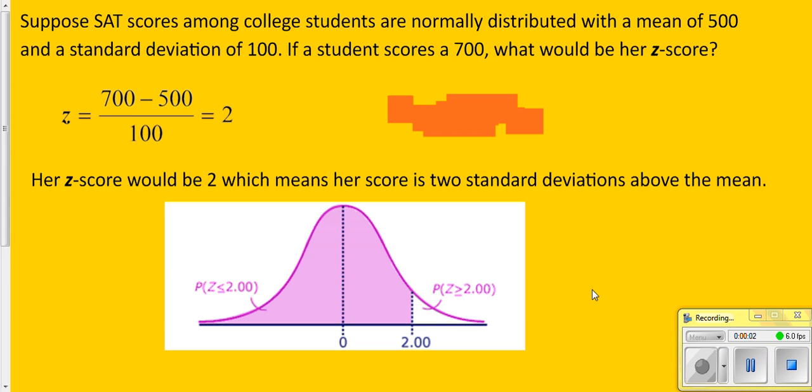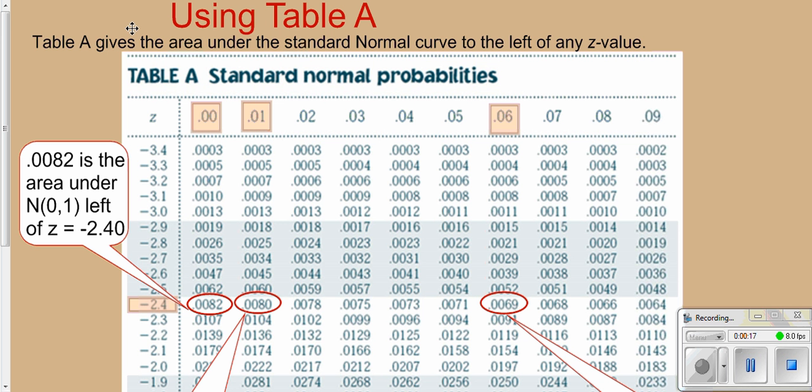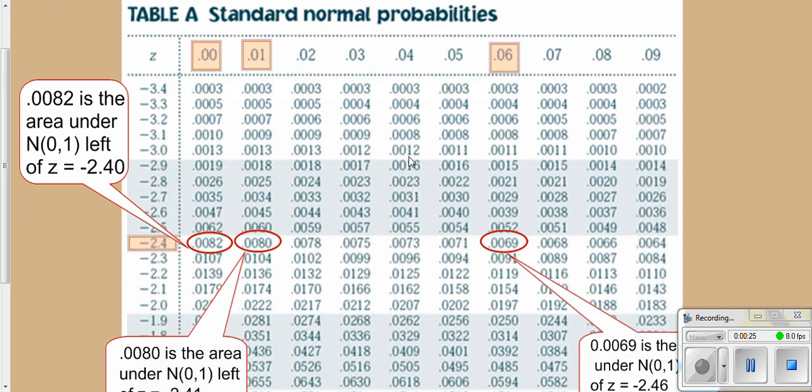In the last video, we had said on this particular problem, we had a z-score of 2, and that we'd be able to figure out our percent of our data over here and our percent of data over here. Well, how do we go about doing that? Well, there's this big messy table called Table A, which is standard normal probabilities.